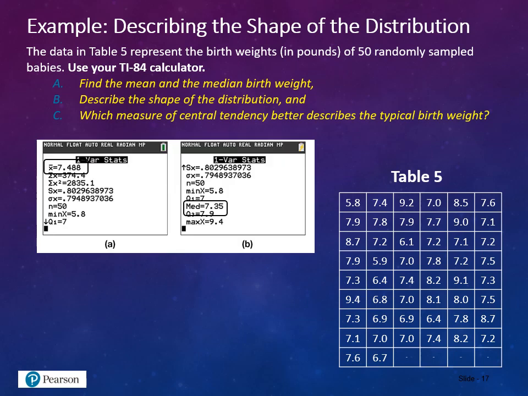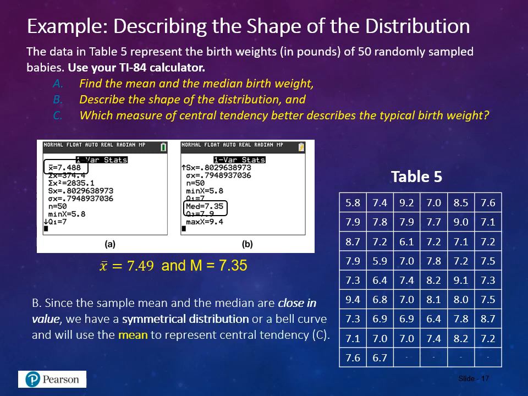Using the TI-84, these are the screens that we would see, and we can see that on the left our sample mean, or x bar, equals 7.49. And on the right screen, we can see that the median is 7.35, or uppercase M. Since the median and the sample mean are relatively close in value, this means we have a symmetrical distribution, or what you might call a bell curve. And thus we will use the mean to represent the central tendency for this data.